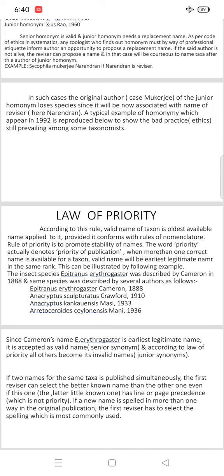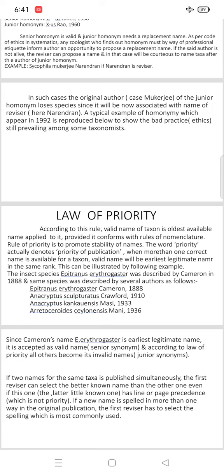Then that is called junior synonyms. Okay, this is the best example for understanding what senior synonym and junior synonym are. That means the first insect name, described by Cameron in 1888, is called Epitranus erythrogaster, and for the same species, several authors described several names. All those other names are invalid names, and they become junior synonyms.